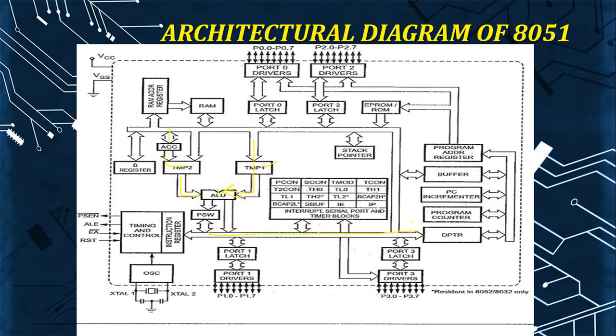Once the program counter fetches the instruction, it is given to an instruction register. After that, the program counter will increment again. This program counter is nothing but an up counter. An up counter will only increment, it will never get decremented. That's why it's called an up counter. Again, the program counter will increment.